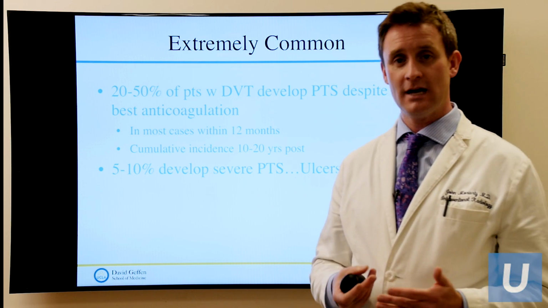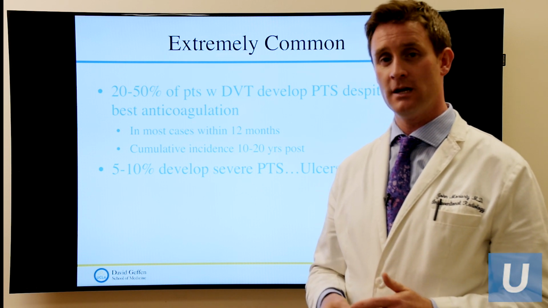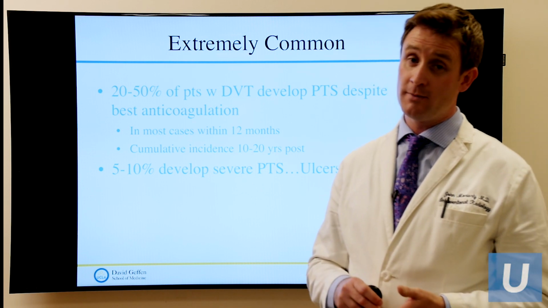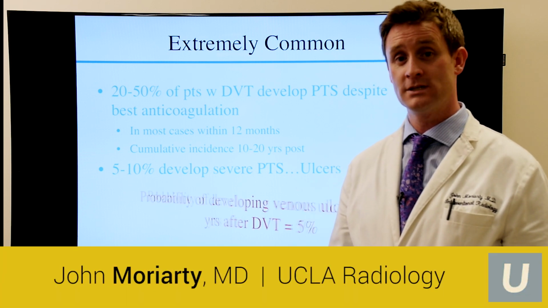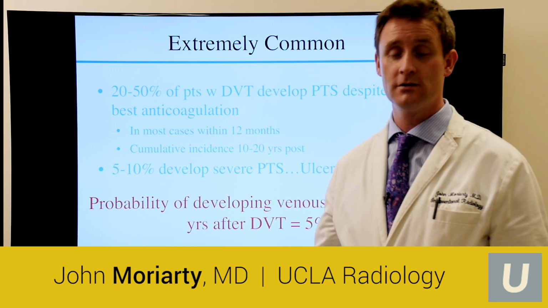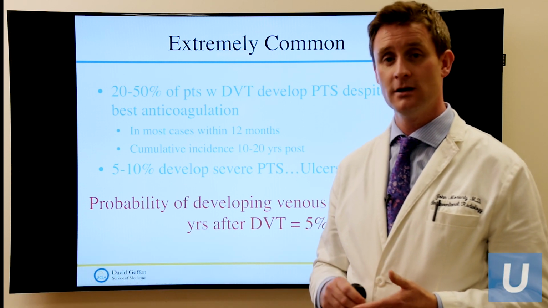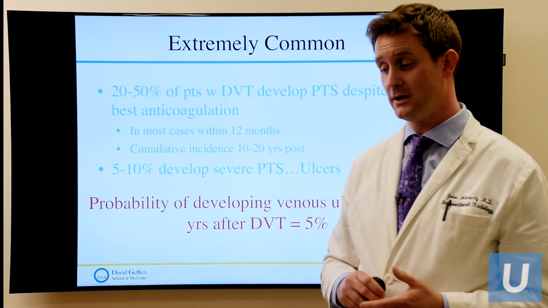The numbers are, as I said, somewhere between 1.25% of all people with clot are going to develop PTS, and somewhere around 5 to 10% of them are going to go on and have an ulcer. So putting that all together, of all the people who develop a clot today, that huge number, almost 1 million people in the States this year, about 5% are going to develop an ulcer over the course of their lifetime.